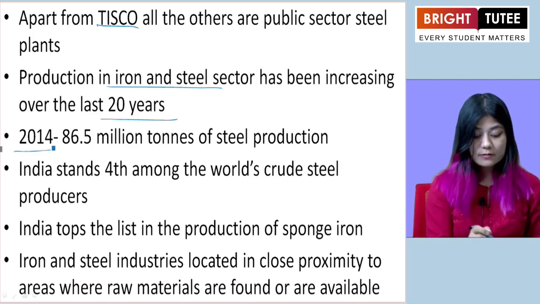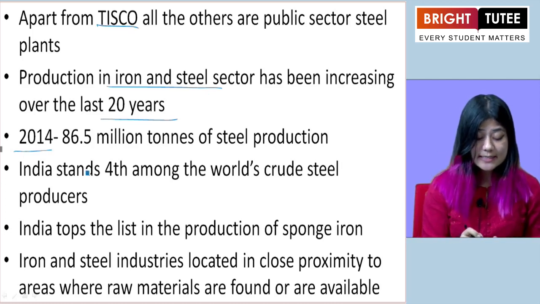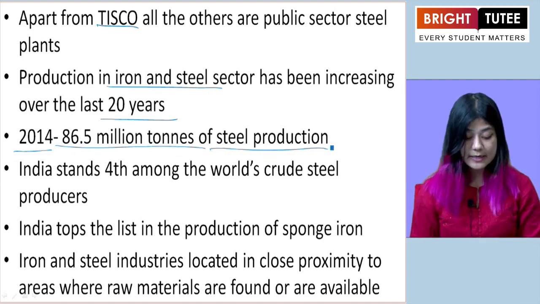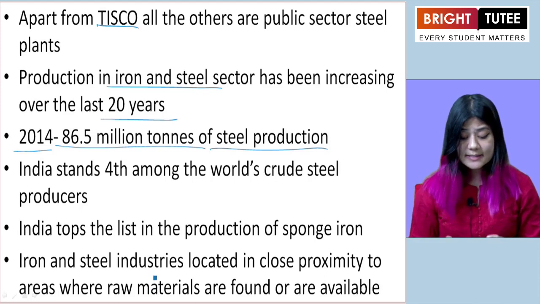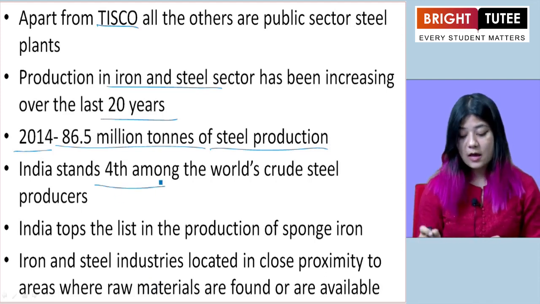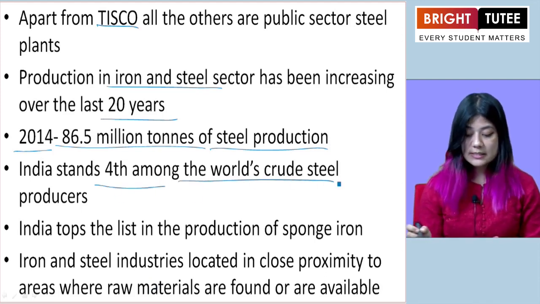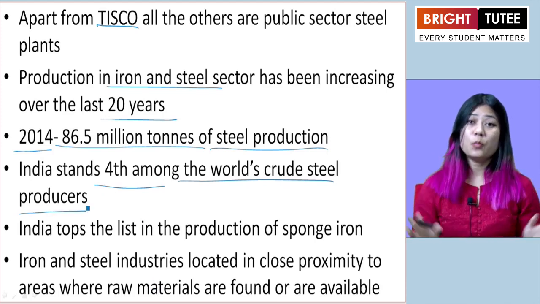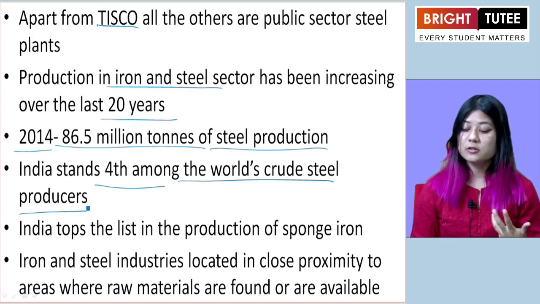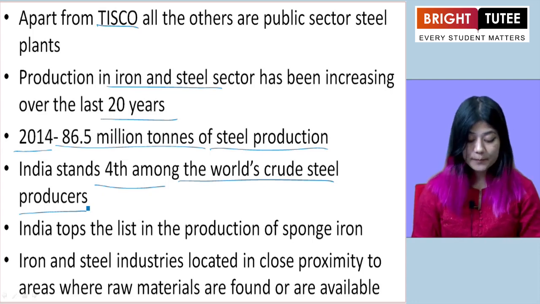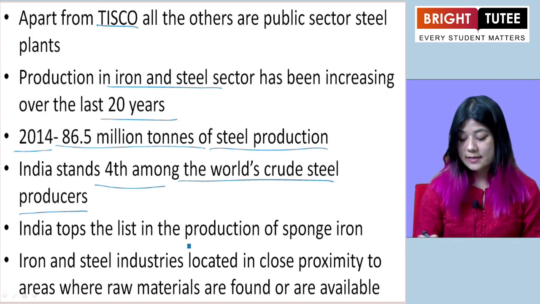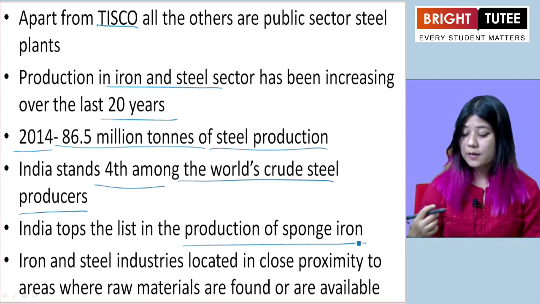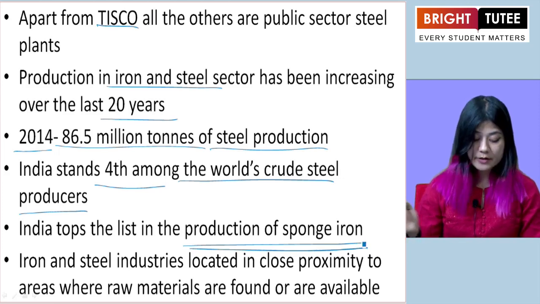In the year 2014, 86.5 million tons of steel was produced in India. India stands fourth in rank among the world's crude steel producers. So, India comes fourth in the world when it comes to production of crude steel. And India tops the list in the production of sponge iron. India comes first in the world when it comes to the production of sponge iron.